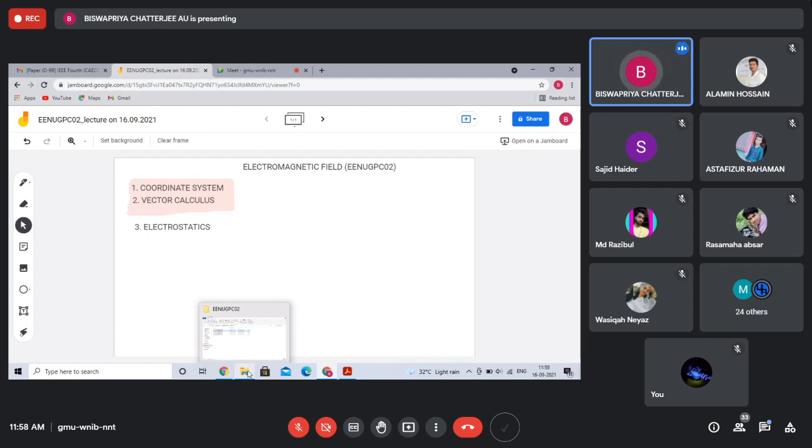More technically, if an electron is at a static position, at rest, then whatever phenomena or activity is observed is dealt with in the electrostatics module. The name itself contains the term static, and from there the name electrostatics comes. The next module is magnetostatics.